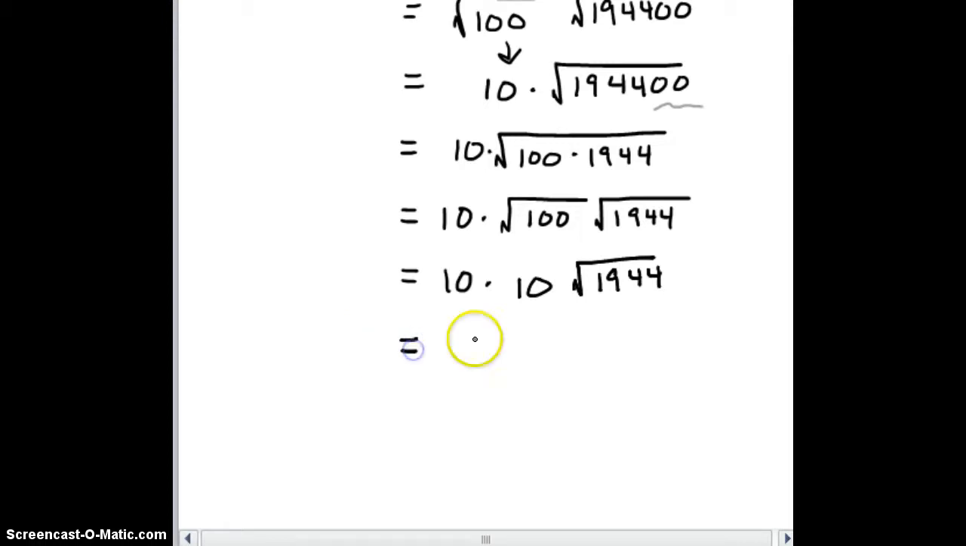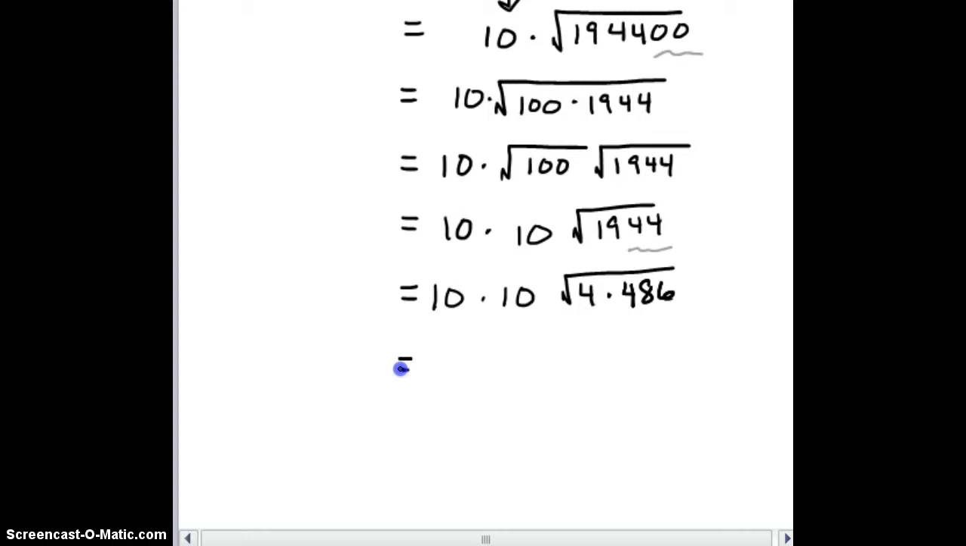Now I have to look for another perfect square. Here's where divisibility rules are really helpful. I notice that the last two digits are 44. This is divisible by 4. Therefore, the entire number will be divisible by 4. So 1944 is divisible by 4. What I'm going to do is pull out a 4, and then write whatever it's equal to. It turns out to be 486. So if I divide 1944 by 4, I get 486.